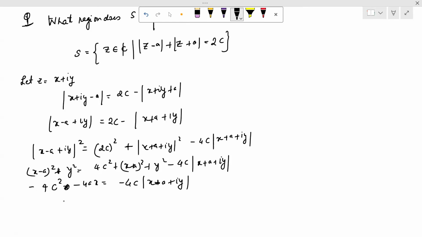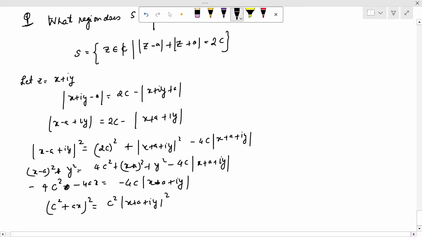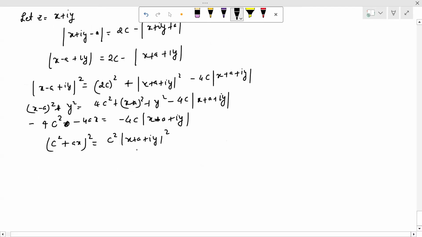And from here also you can clearly see this is equal to C square plus AX whole square is equal to what? It is equal to C square modulus of X plus A plus iota Y whole square. And remember, this is mod Z whole square. So mod Z whole square is not equal to Z square. So this is equal to C square into the whole square of X plus A plus iota Y.